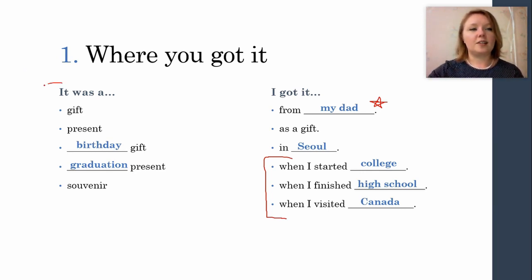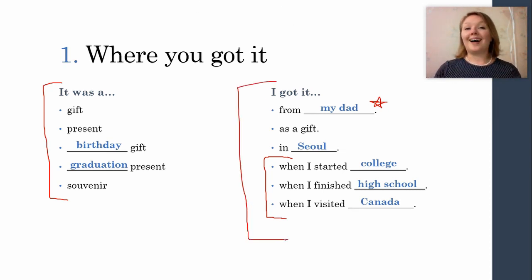So again, we can say it was a gift, it was a present, it was a birthday gift, it was a graduation present, it was a souvenir. Or we can use sentences that start with I got it. I got it from my dad. I got it from my mom. I got it from H&M. I got it as a gift. I got it in Seoul. I got it when I started college. I got it when I finished high school. I got it when I visited Canada.